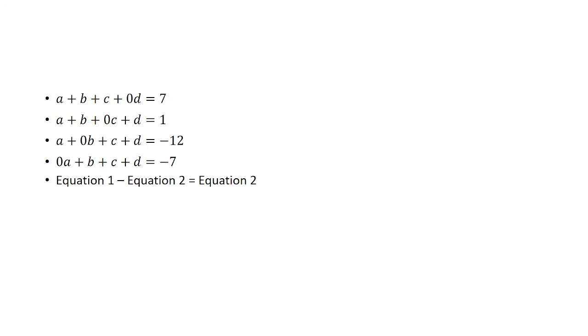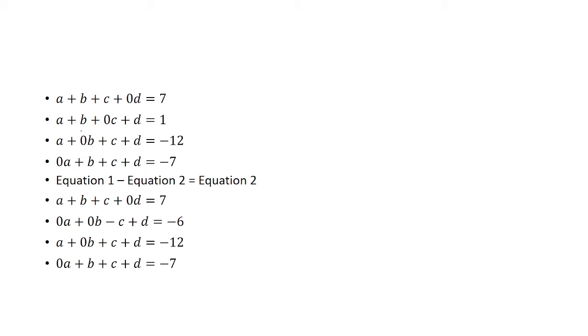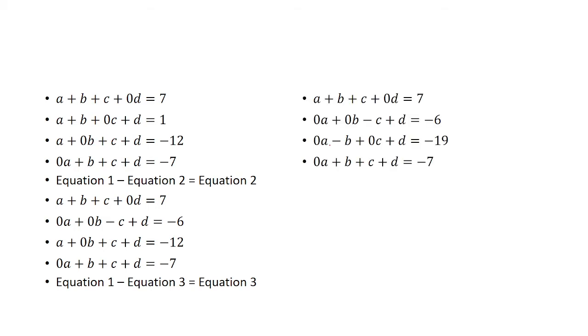First thing I'm going to do is take equation 1 and subtract it by equation 2 to get equation 2. So what that does is it's going to cancel the a's and the b's in the second equation. And so we have 0a plus 0b minus c plus d is negative 6. Now we're going to subtract equation 1 from equation 3, and that's going to be our new equation 3. And the reasoning behind this is the a's and the c's are going to cancel. So now it's just 0a minus b plus 0c plus d equals negative 19.